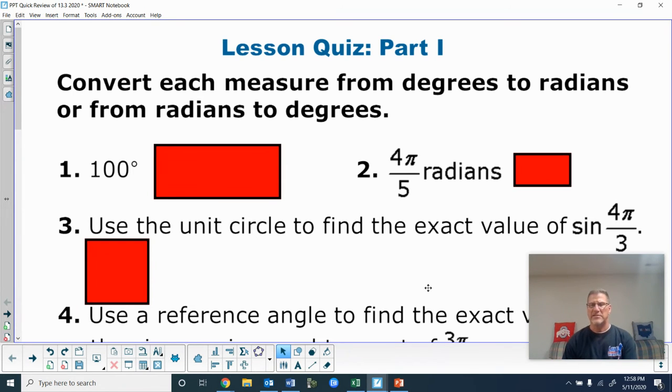It is Wednesday, May 13th, and I wanted just to review section 13.3 with you quickly and then give you another worksheet, 13.3b, and we'll go from there. But you guys have done a good job so far.